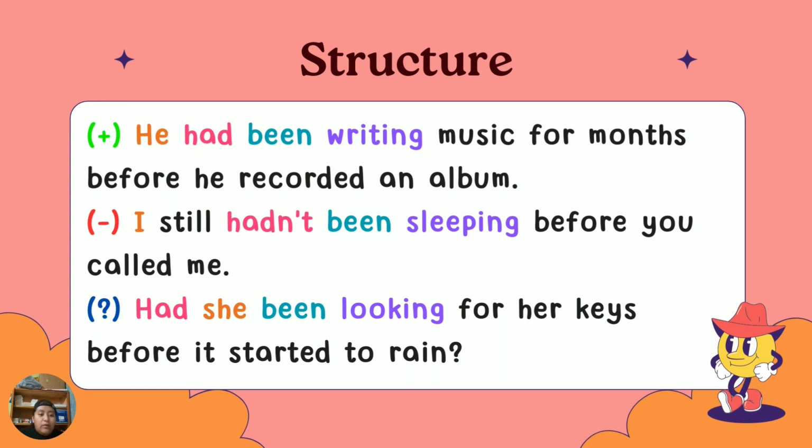Next example, in a question form, had she been looking for her case before it started to rain? The auxiliary verb, had, the subject, she, the second auxiliary verb, been, the main verb with the ing termination, the complement, and the question mark.